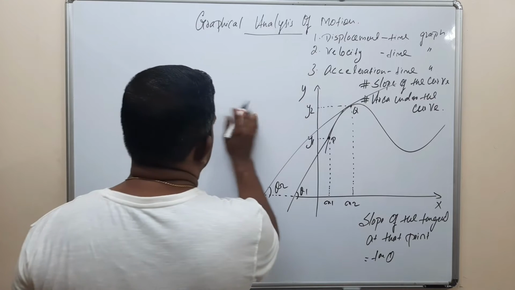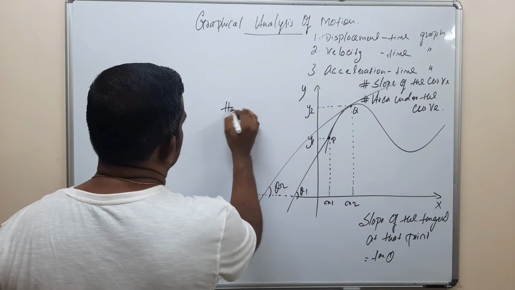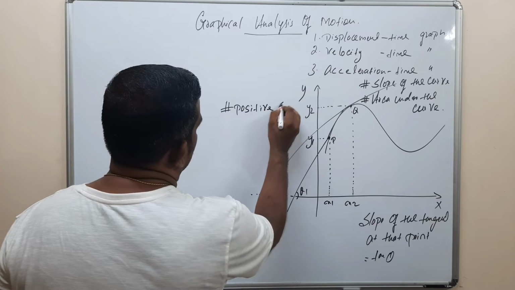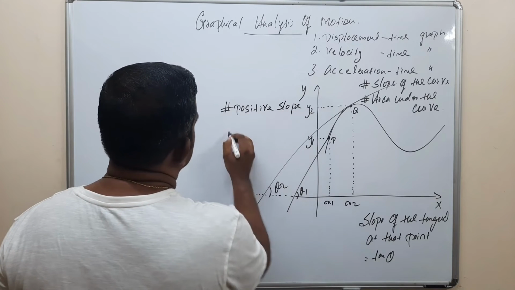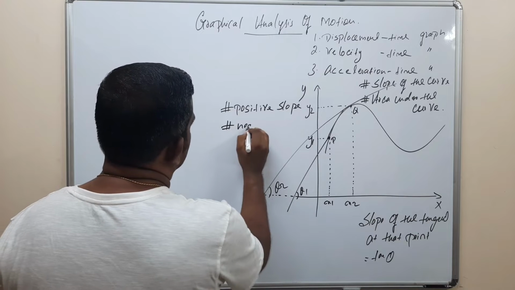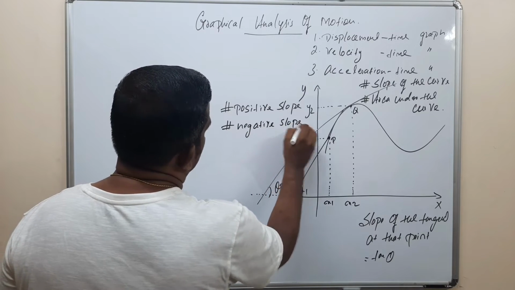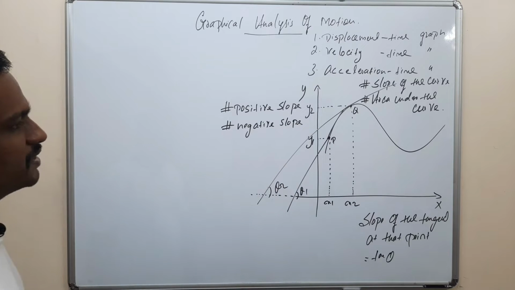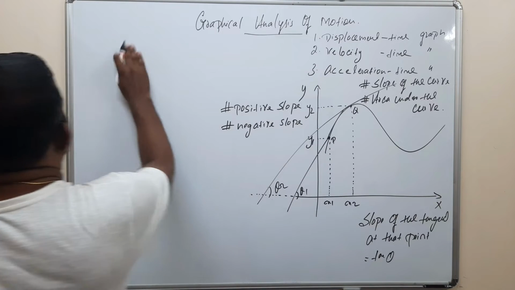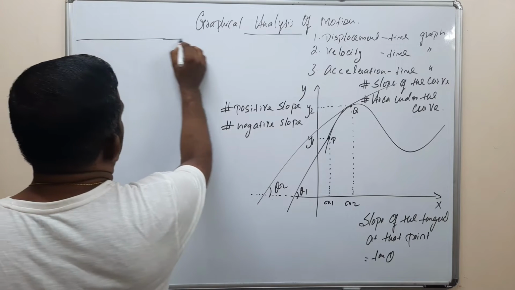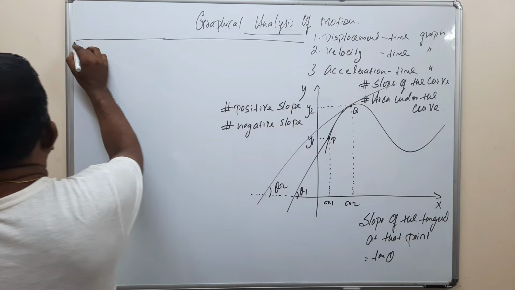So next very important thing, what is positive slope and what is negative slope? Before that, I will write the tan values of the standard angles.